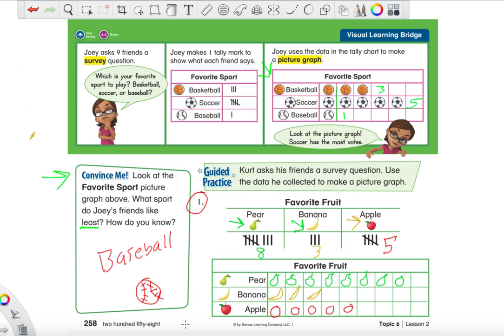I sure hope so, because I'm checking your guys' workbooks. If you're in my class, I'm checking your workbooks after this. All right, so the most number of votes is the most pictures, so that is the pear. And we know it's the most because we see that it goes longer than any of the other picture sections of the picture graph. You know what I mean? Or if you counted the tally marks, you know that it has the biggest number.